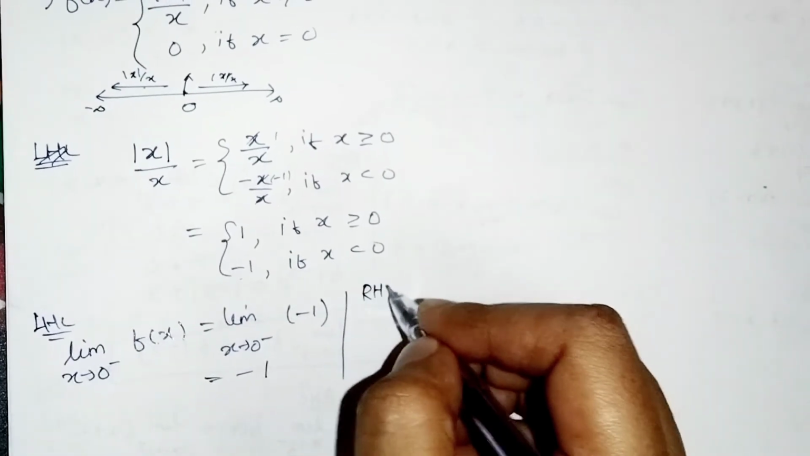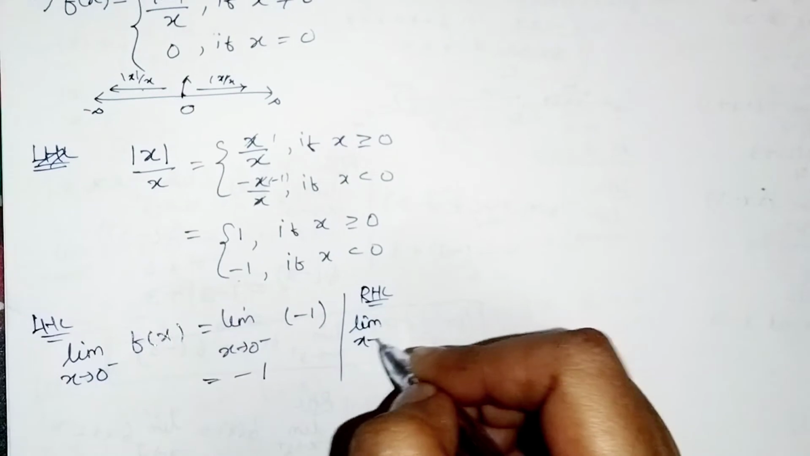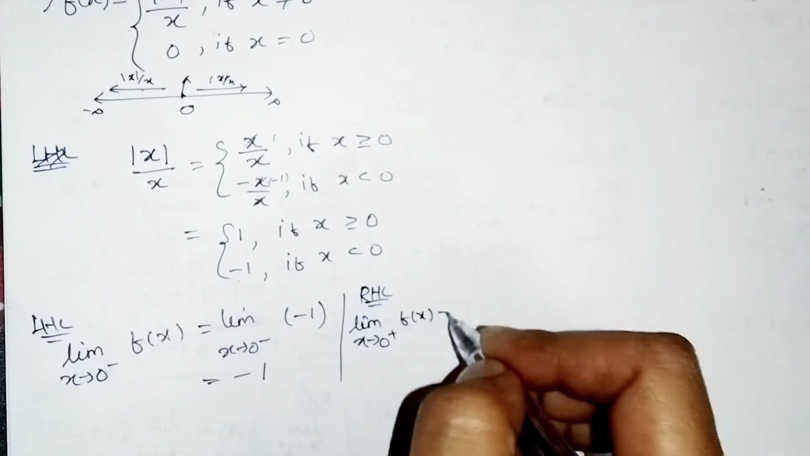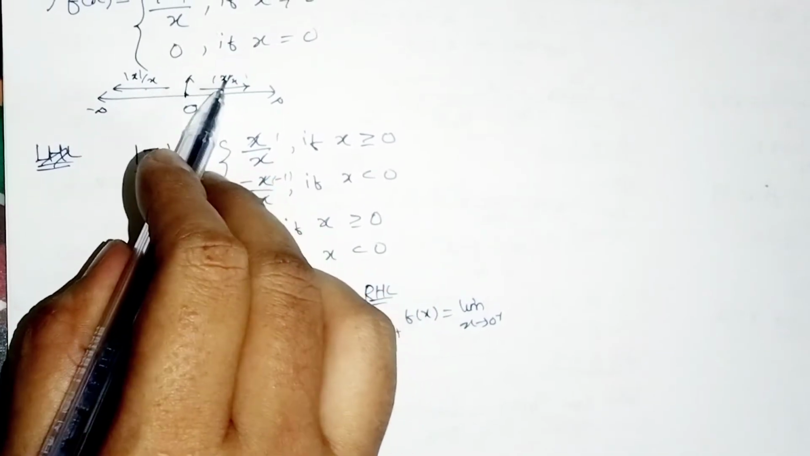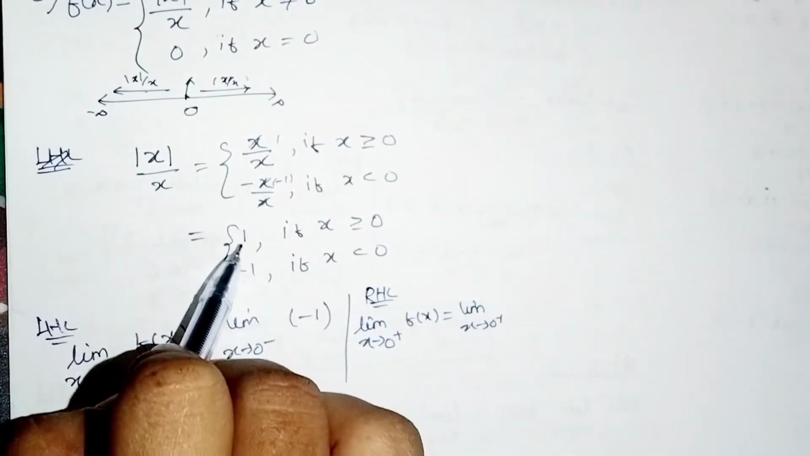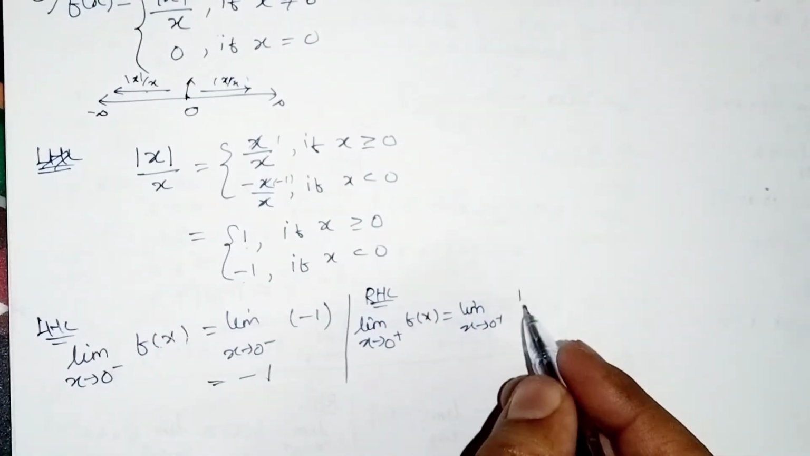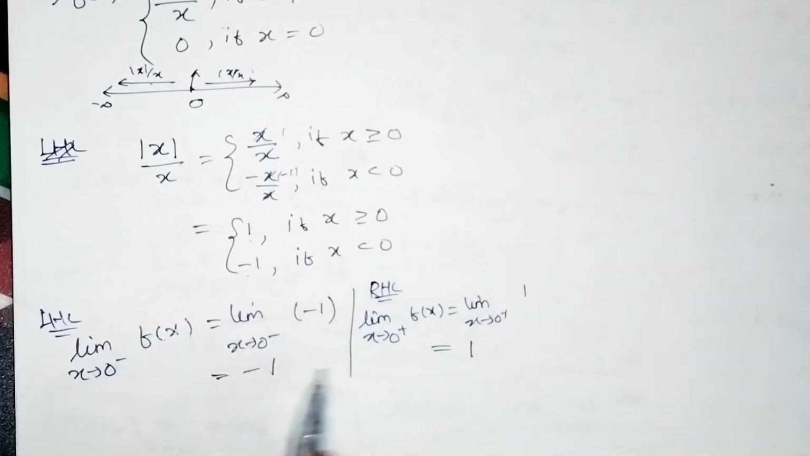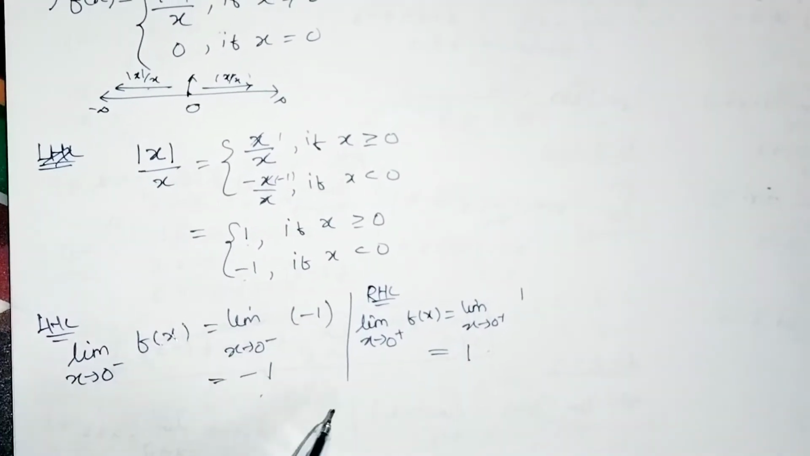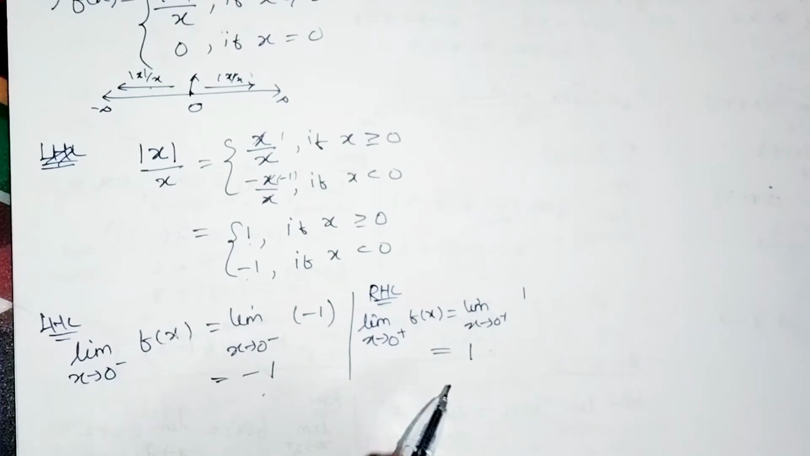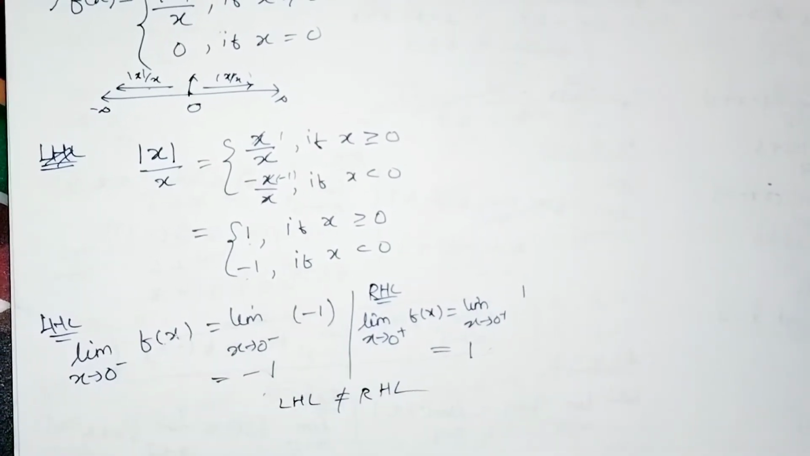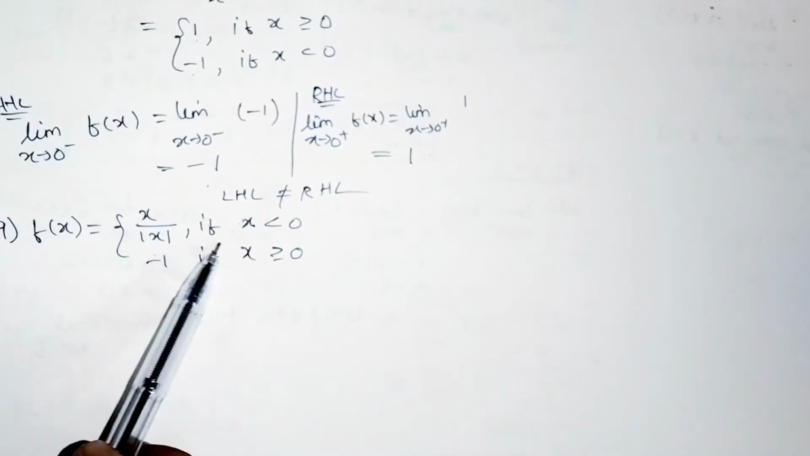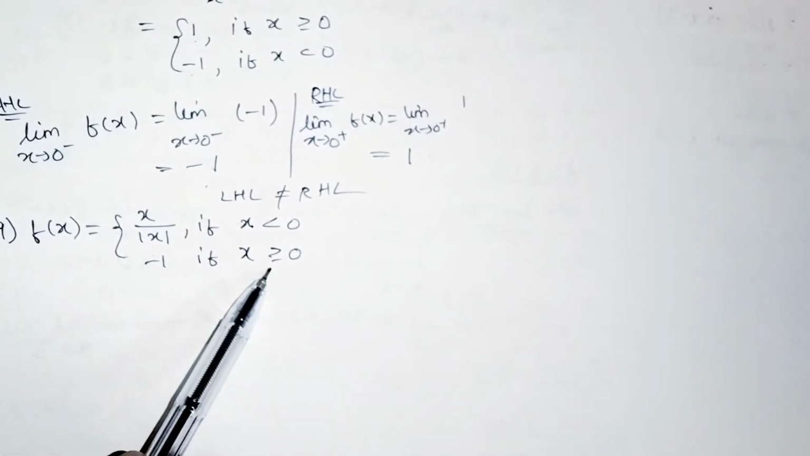Same way for RHL, limit x tends to 0 power plus f of x. That is the RHS, the same modulus x by x, but when we simplify, the value is plus 1. We don't have any variable, so the value is 1. When you check with the values, LHL and RHL are not equal, therefore the function is discontinuous at x equal to 0. Next, f of x equal to x by modulus x if x less than 0, minus 1 if x greater than or equal to 0.